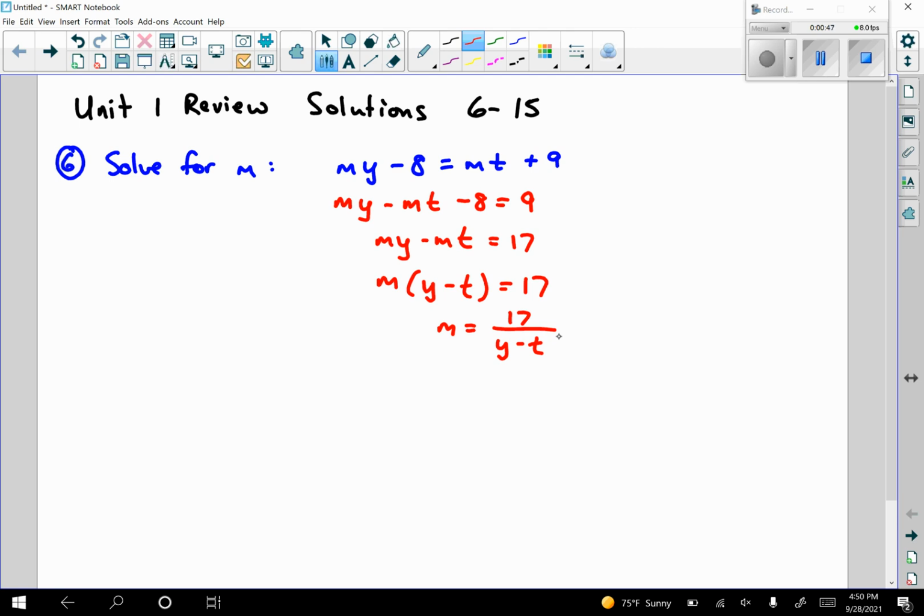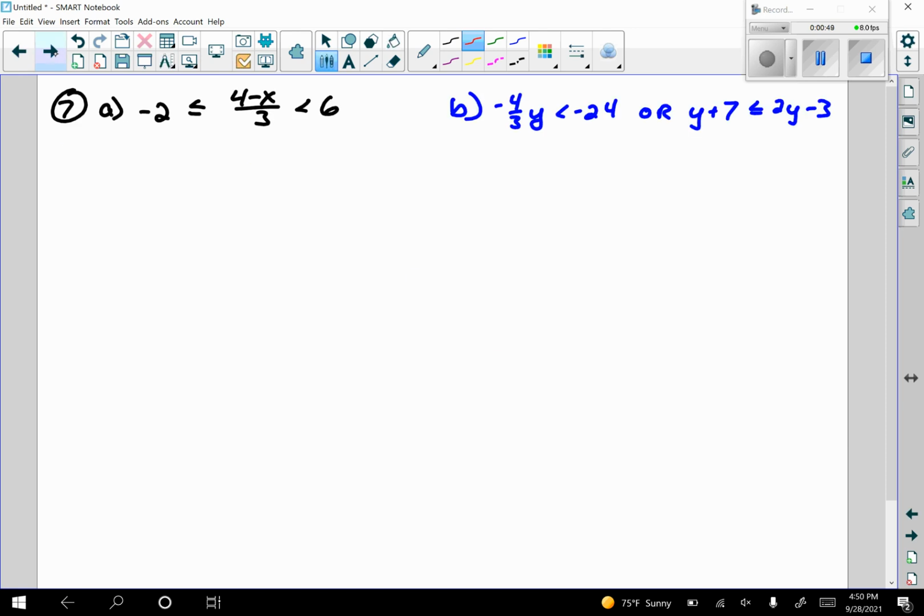For 7, we're looking at compound inequalities. Now for A, we're looking at an in-between statement. So my first step is to multiply everything by 3, and it's a positive 3, so I don't have to worry about the signs. I want to multiply this by 3, I want to multiply this by 3, and I want to multiply this by 3. So we are now going to get negative 6. We'll be left with a 4 minus x in the middle, and then that'll be less than 18.